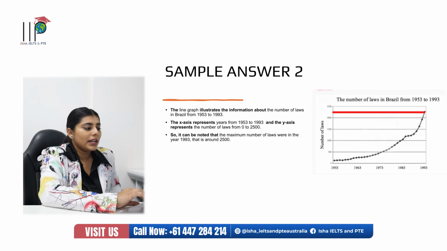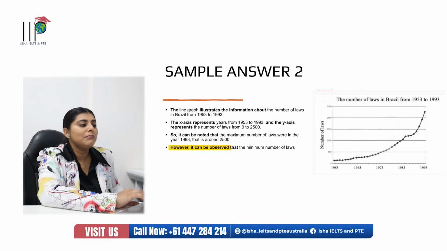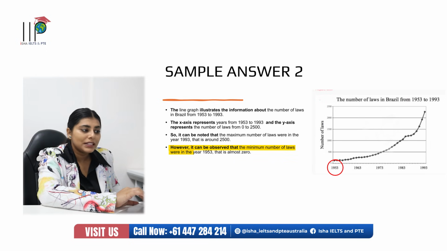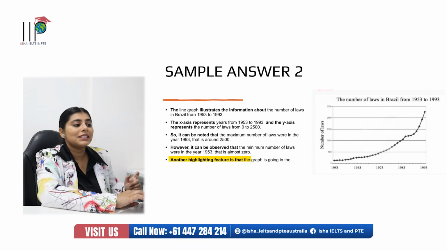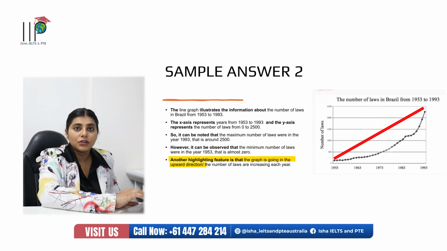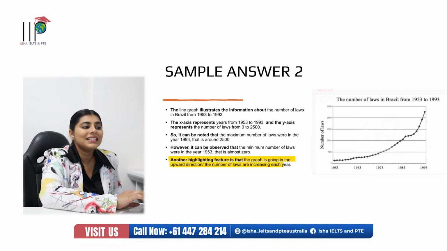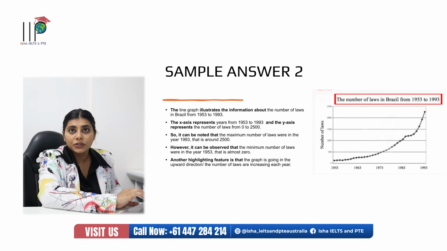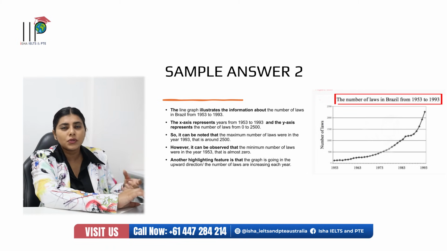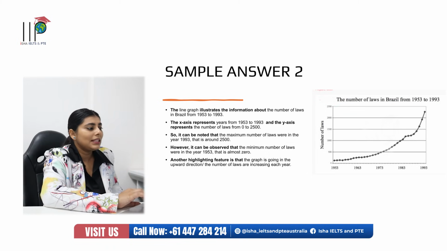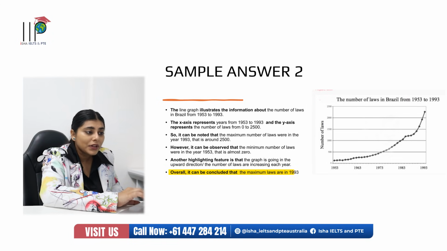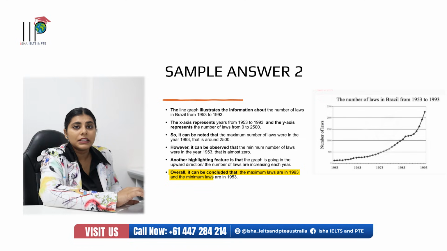And then I'm going to move ahead and I'll say, however, it can be observed that the minimum number of laws was in the year 1953, which is almost 0. Another highlighting feature is that this graph is going in the upward direction, or you can also say another highlighting feature is that the number of laws is increasing each year. Now I've taken the words number of laws from the heading over here. If you don't want to say the number of laws, you can just use the word laws as well. And then at the end I'm going to say overall it can be concluded that the maximum laws are in 1993 and the minimum laws are in 1953.